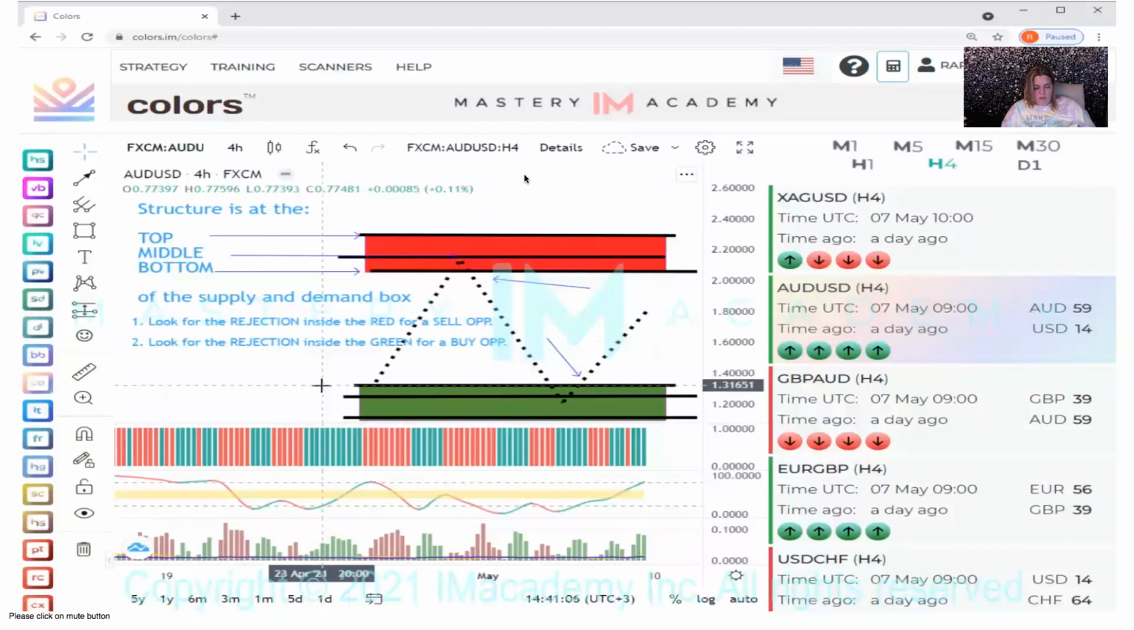Absolutely. Now, what if it comes in the box and it doesn't reject and it goes through? Well, you don't have a sale, do you? No.